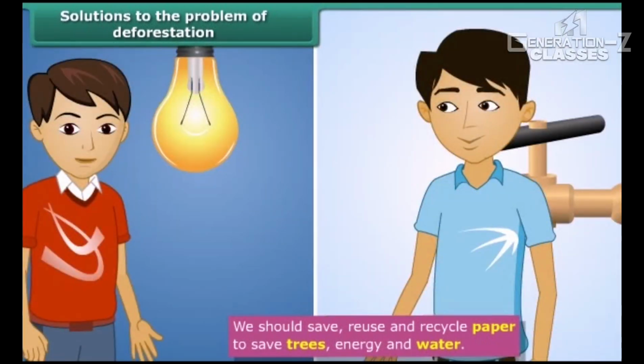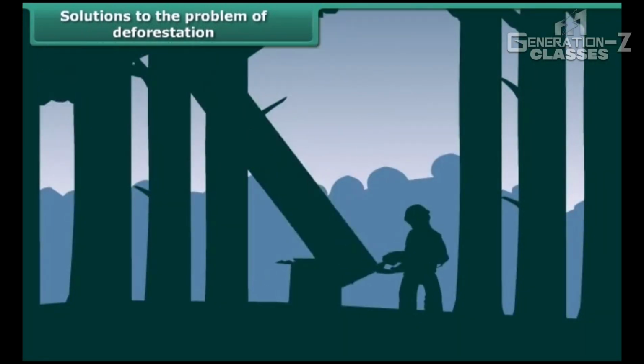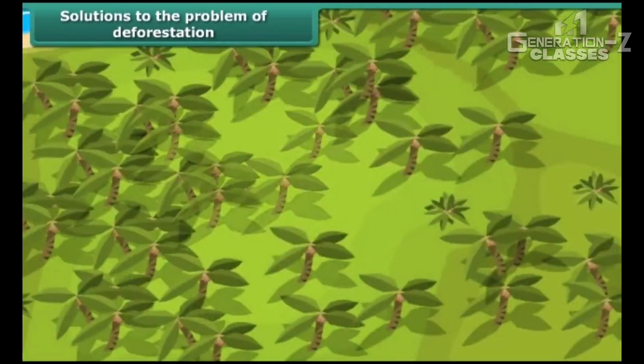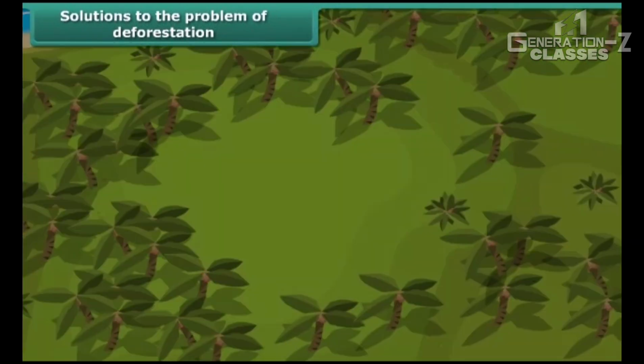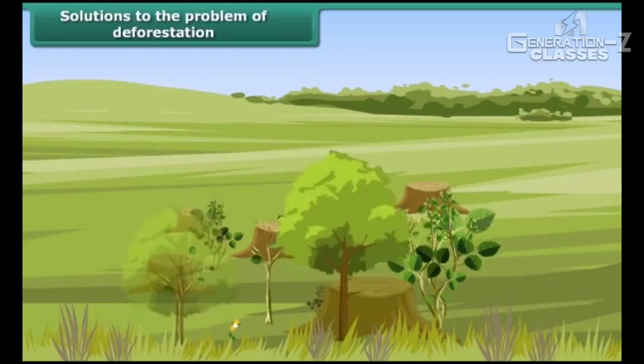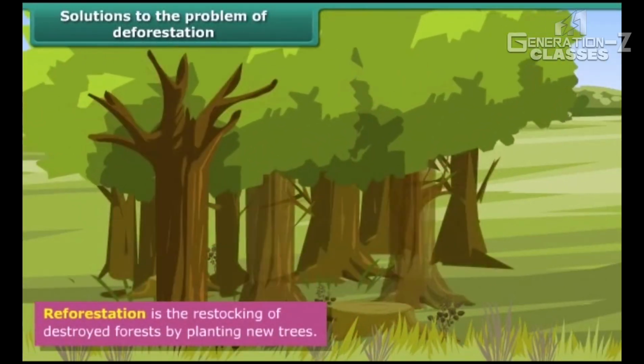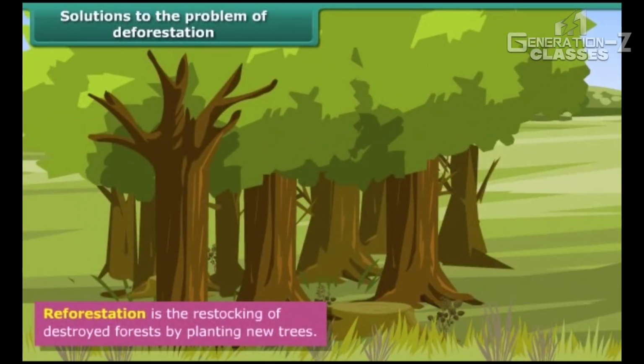Well said, Adam. But recycling the paper is a measure just for controlling deforestation temporarily. Can you suggest any permanent solution to the problem of deforestation? Yes, it is reforestation. Reforestation is restocking of the destroyed forests by planting new trees.